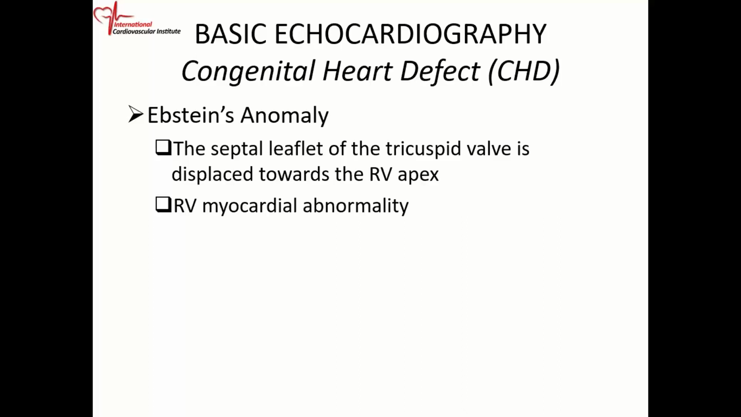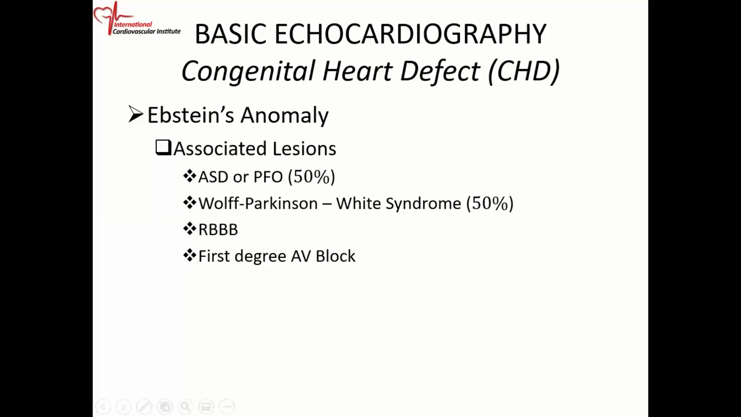So the classic definition now is the septal leaflet of the tricuspid valve is displaced towards the right ventricular apex. And you're going to have right ventricular myocardial abnormality because the functional right ventricle is going to be small. Okay, just think about it. The functional right ventricle is going to be small.